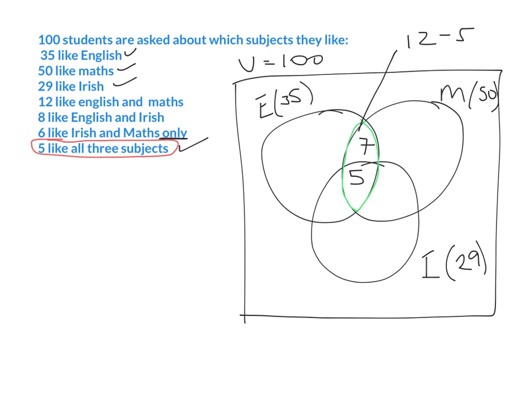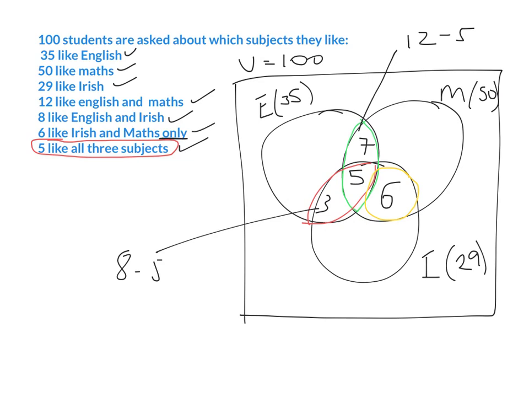And we're moving on then to the next one that says 8 like English and Irish. So again, looking at English and Irish, that's this entire section here. So we'll have to do 8 take 5. That gives me 3. Take that one off. And then 6 like Irish and maths only. That's just this section here, because they don't like English as well. So that one slots straight in. So it's really important that you read these fully.